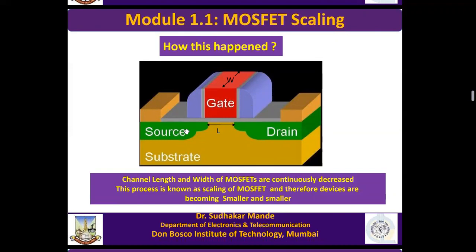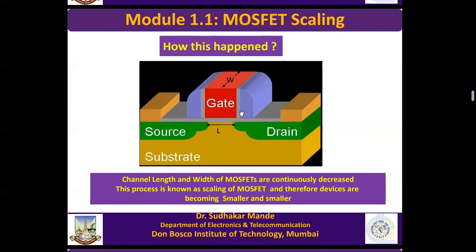Two dimensions are very important for MOSFETs. This is the lateral dimension, called the width of the MOSFET, from this point to this point. The distance between the source junction and the drain junction is called the length, or channel length. The region between source and drain under the gate is called the channel region. As I have mentioned here, the channel length and width of the MOSFET are continuously decreased.